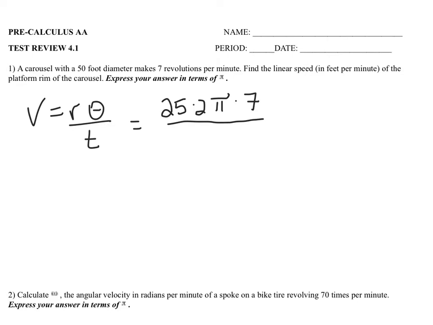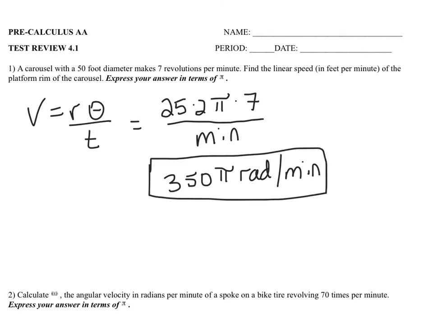So this is 7 revolutions per minute, so this is going to be per minute. All I need to do now is put 25 times 2 times 7 in my calculator, and I get 350 pi radians per minute. And that is how you'll write your answer: 350 pi radians per minute.